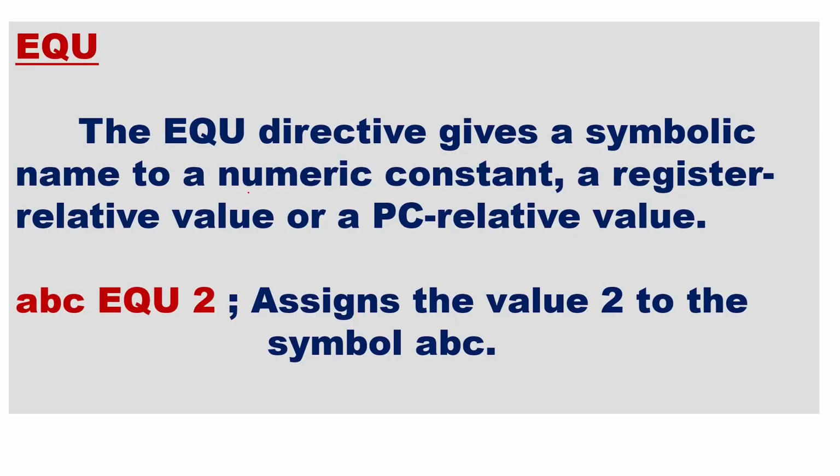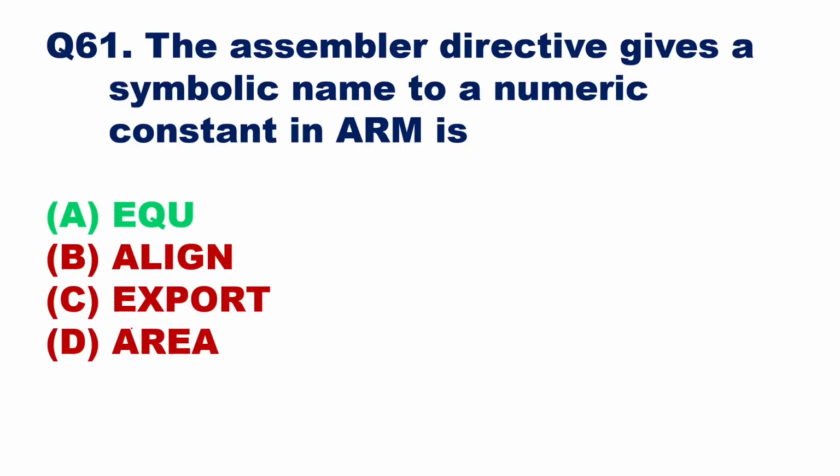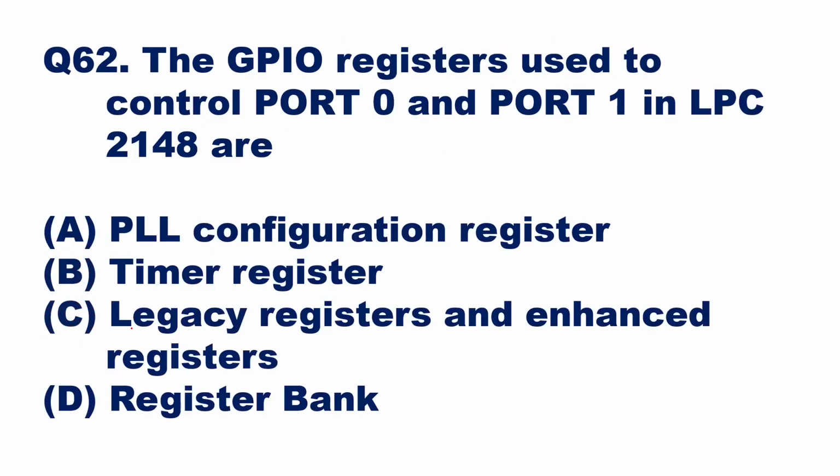So here you can see the definition of EQU. The EQU directive gives a symbolic name to a numeric constant, a register-relative value or a PC-relative value. So here we have shown one example. In this example you can see that ABC is a name. You're going to equate that to 2. So ABC will be assigned the value 2. So this says that it is going to assign the value 2 to the symbol ABC. Okay, so this is what the EQU assembler directive is going to do. So here option A is the right answer. Then we'll go to the next question.